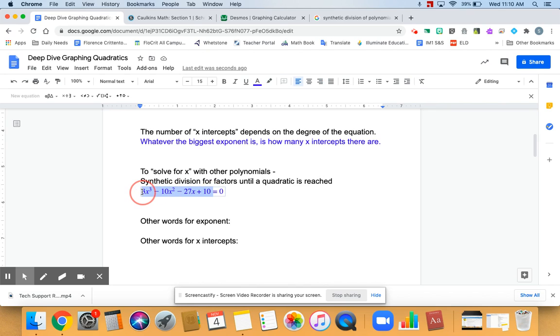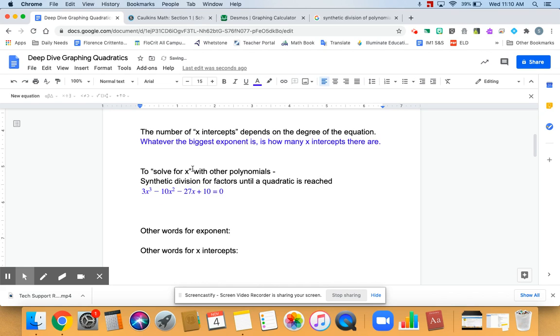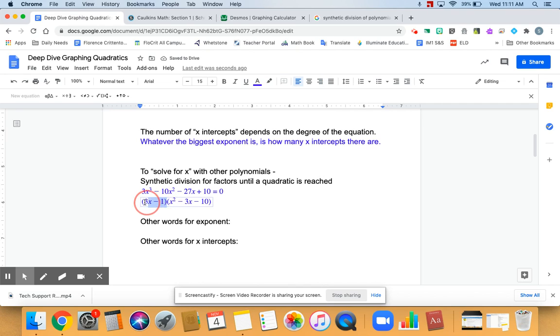If I did synthetic division to figure out what my factor was going to be, I would find out, doing that math that you're going to learn in year 3, that I could divide 3x minus 1 out of this polynomial and end up with this polynomial. And this one happens to be a quadratic, x squared minus 3x minus 10.